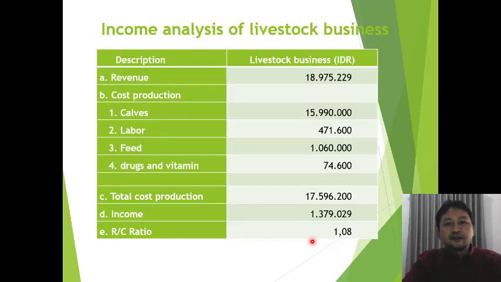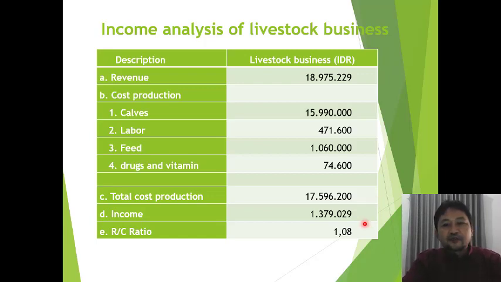And then for the livestock business, we calculate that the revenue from livestock is 18.975 million Indonesian rupiah, and then the total production cost is 17 million point 596, and we get an income of 1 million point 379, and we get a revenue and cost ratio of 1.08.